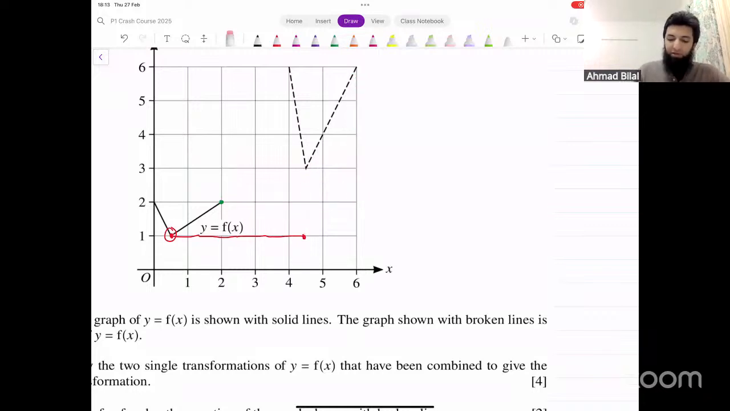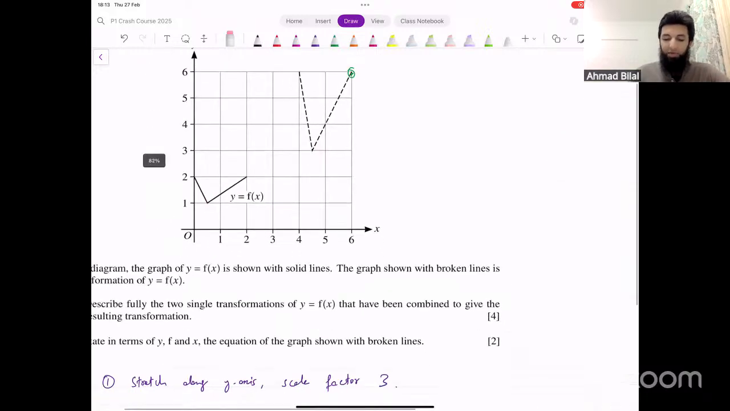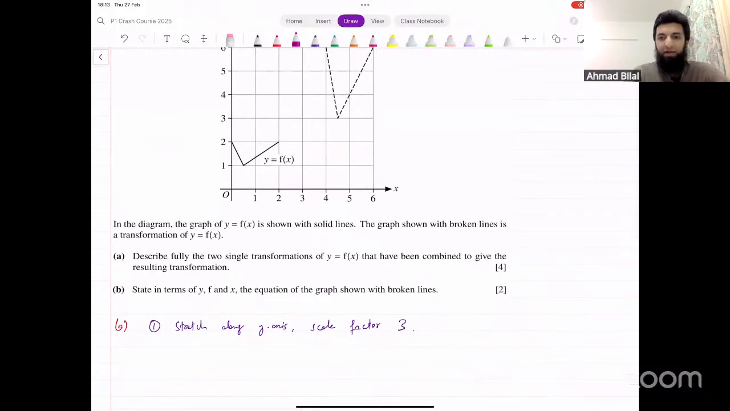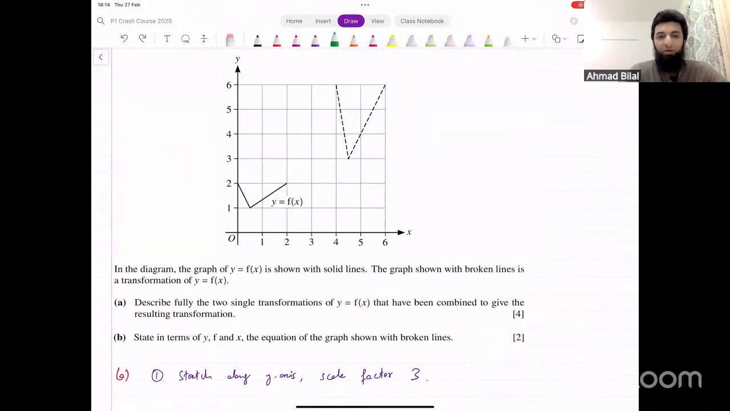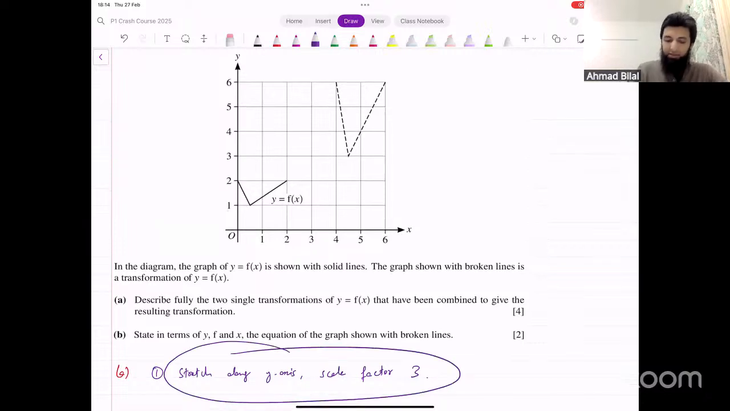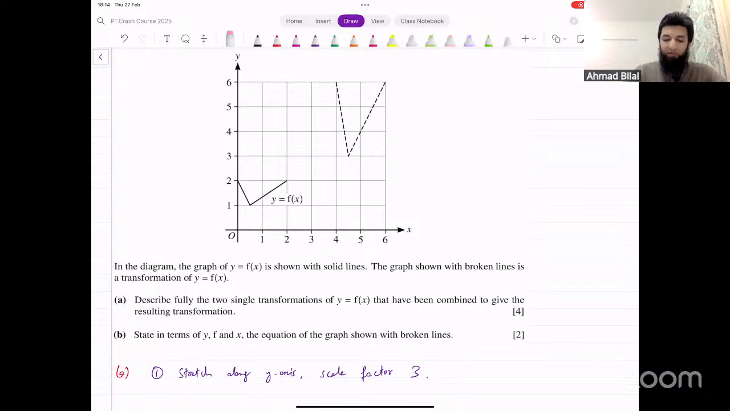Whenever you have multiple transformations like this, keep in mind one thing. Once you have figured out one transformation already, so in this case, you have figured out that there is a vertical stretch by a scale factor 3, what you should do is represent what the figure is going to look like after you have done this first transformation. What I mean by that is, once you apply this vertical stretch by a factor of 3, where is this figure going to go?